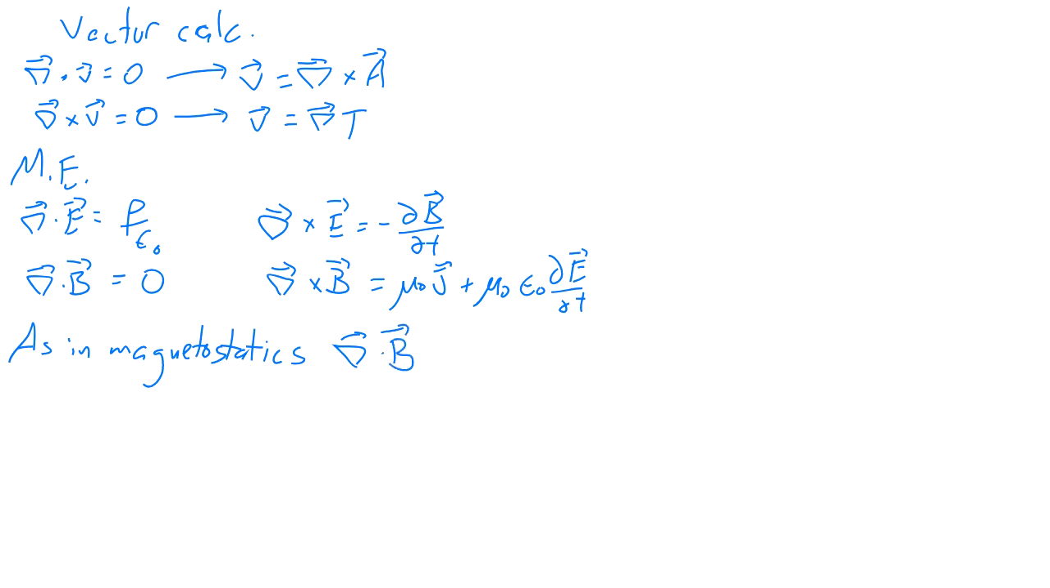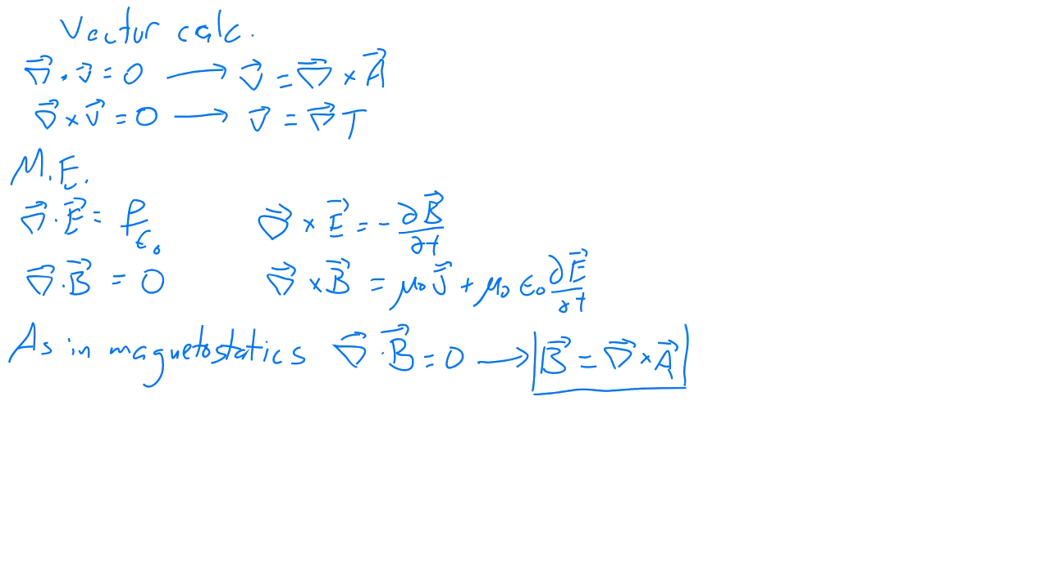So this right here. Once again, B can be written as the curl of some function called A, which we call our vector potential.